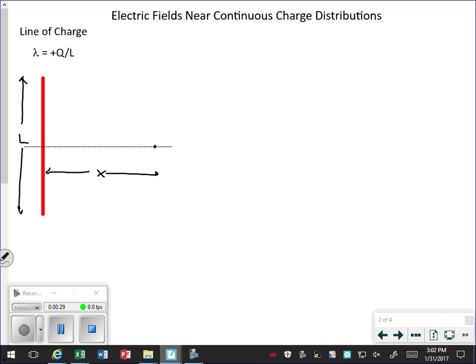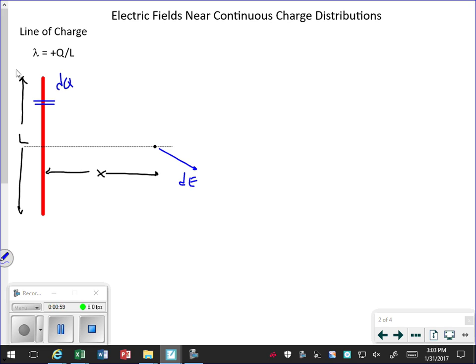And I'm going to show you a way that maybe is a little less common to do, but I find it a little more satisfying. All these sorts of approaches are going to deal with the idea that there's a little piece of charge right there, dq, that creates a field at this location, dE, that looks like that.